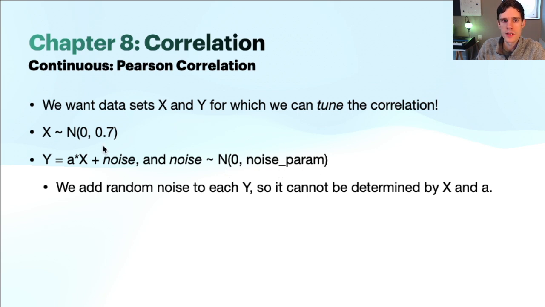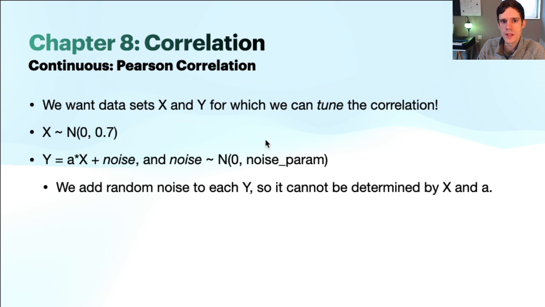Now, because we add a random number each time we generate a new data point in our y dataset, the connection between x and y will be slightly different for each pair of data points. And therefore, the correlation will not be 100% anymore. We cannot determine the value of y by simply looking at the value of x, because we will always have this noise that is randomly distributed, so we don't know beforehand. Additionally, by making it such that we can determine this noise parameter that determines the spread of our noise, we can tune this correlation, this connection between x and y.